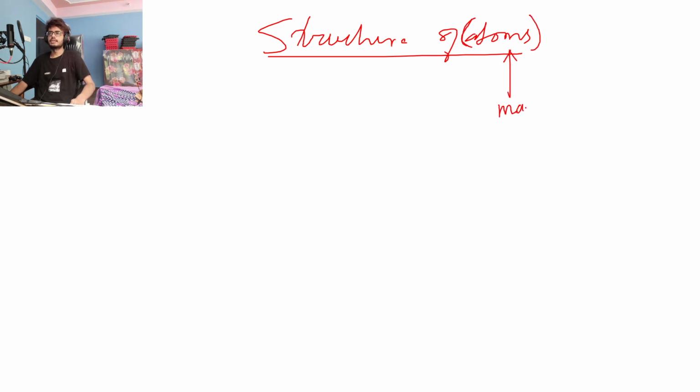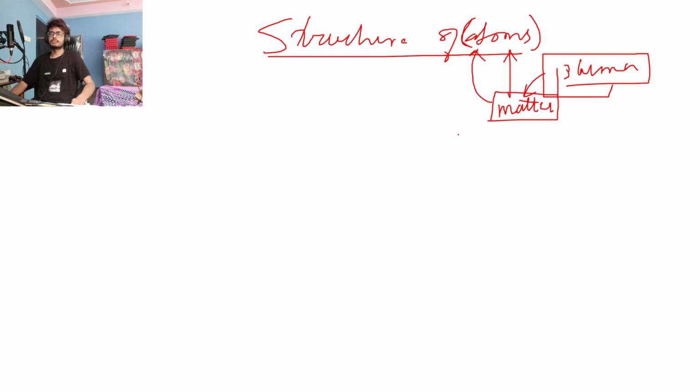So every matter, doesn't matter what state it is, can be of liquid state, solid state, gaseous state, or plasma as well. Each and every state has atoms, right? Everything is made up of atoms, and atoms are basically the smallest entity that can take part in a reaction, right? There are smaller particles than atoms.